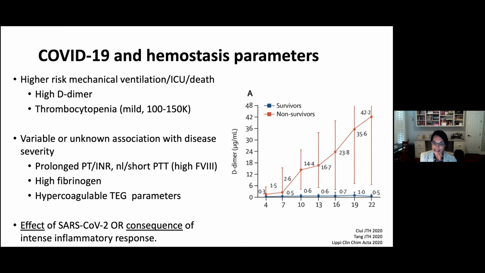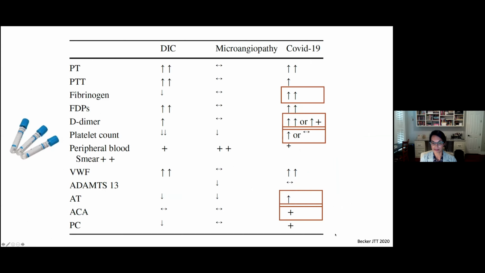Unlike classic sepsis-induced DIC, in COVID coagulopathy there seems to be a minimal prolongation in the PT and the PTT, only a mild thrombocytopenia, if at all, and labs supporting microangiopathic hemolytic anemia are rare. Importantly, we don't know whether these hemostasis lab abnormalities are due to the SARS virus itself or a consequence of the inflammatory storm that accompanies this disease.